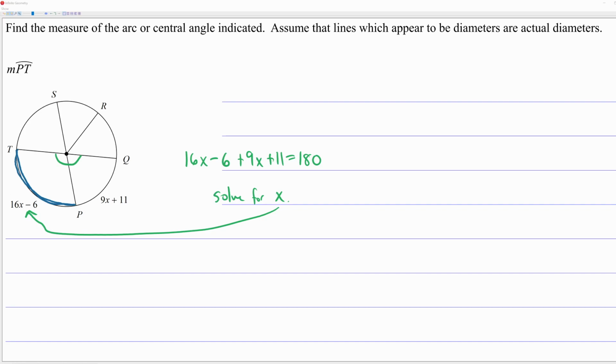Anyway, that's how you deal with central angles, major and minor arcs. Once again, angles in a circle add up to 360, angles in a half circle add up to 180, and vertical angles are congruent. That will get you basically everything that you need to do here.